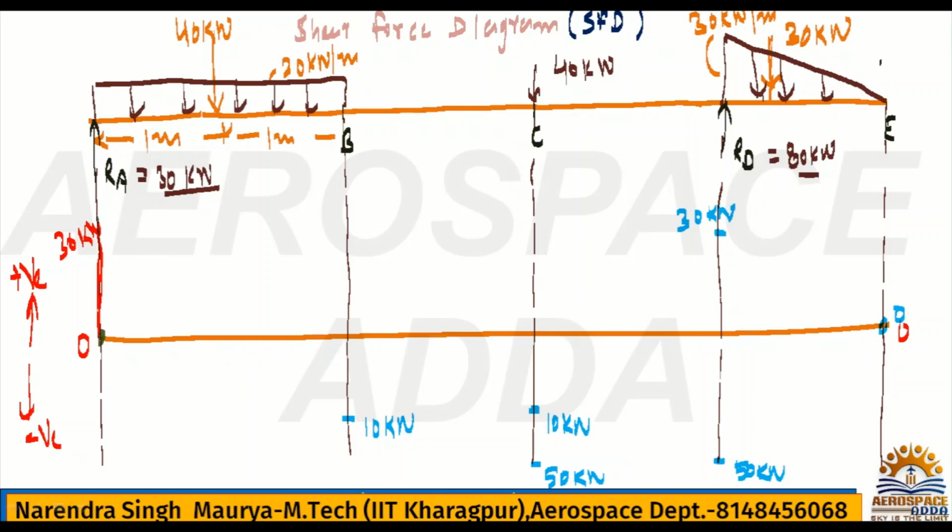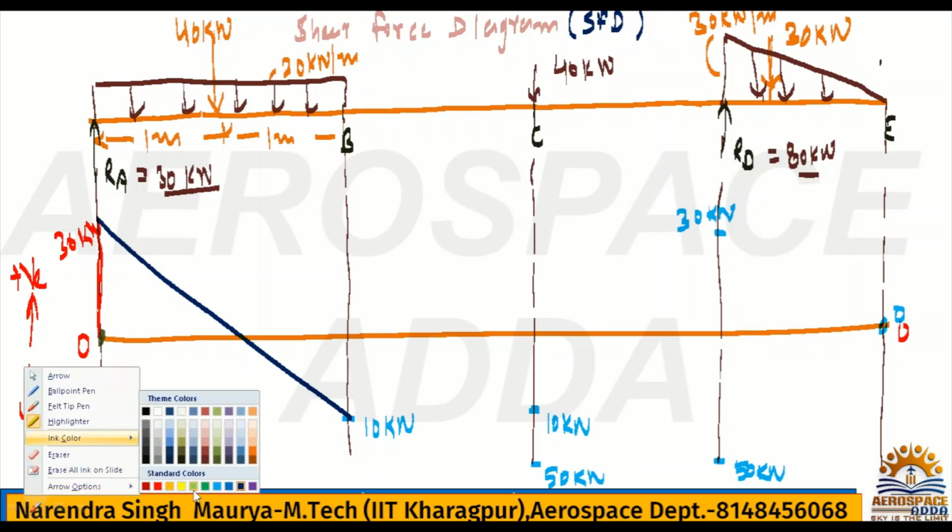So we can draw an inclined line here. This is the UDL. In between B and C there is no UDL or UVL, not any load is there. It's considered as a point load. So for the point load we can draw a horizontal line. So this will be a horizontal line now.